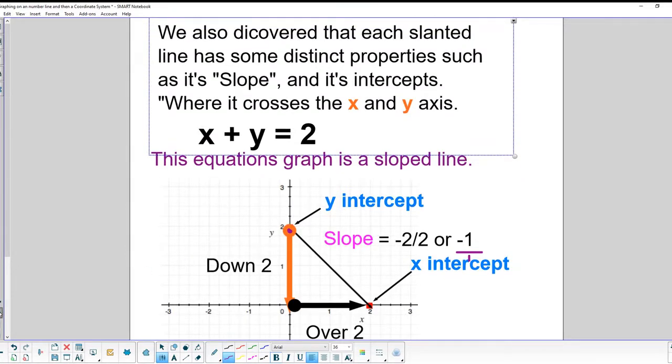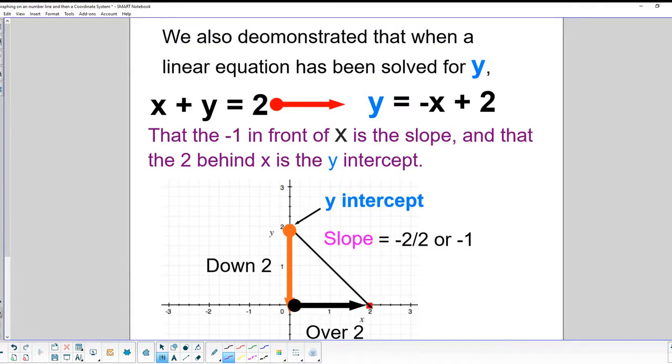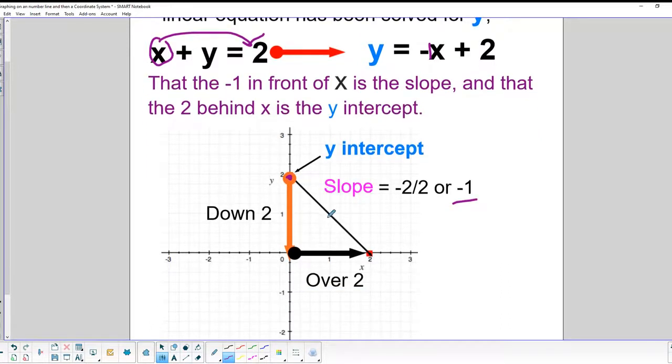We also demonstrated that when a linear equation has been solved for y, like this one has, where we rearrange it and move the x term behind the equal sign like that, then the number in front of x, in this case a negative 1, is the slope of the line. And the 2 behind the x is the y-intercept. So if you notice, there's the y-intercept of 2, and the slope of this line, negative 2 over 2, equals negative 1. That is the slope of the line. So that's something to think about.